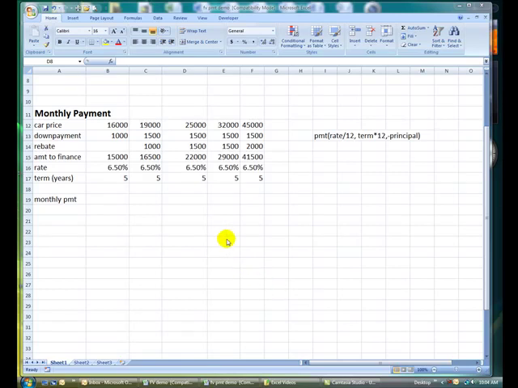This video is about the payment function, the PMT function. It's a function that's set up as a yearly function, but most of us pay our bills or our house payment or whatever monthly. So we're going to set this function up as a monthly function.